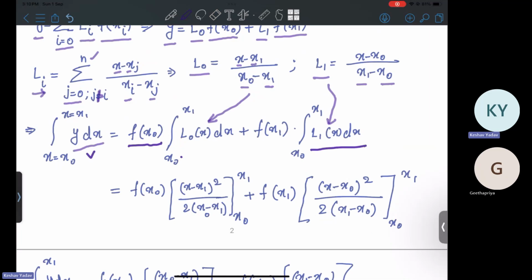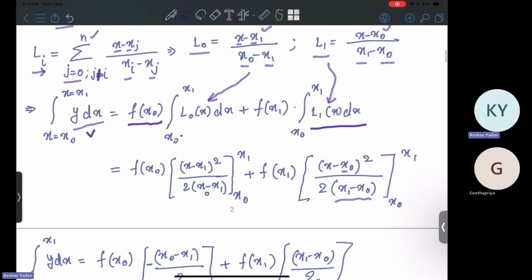So x minus x1, this is some constant x1 and x0. These are constants. So their integration will be (x minus x1) whole square divided by 2, and this is constant, it will remain the same. Similarly here, L1 integration will be what? (x minus x1)(x minus x0) whole square divided by 2, and this will remain the same. Now you put the limit.